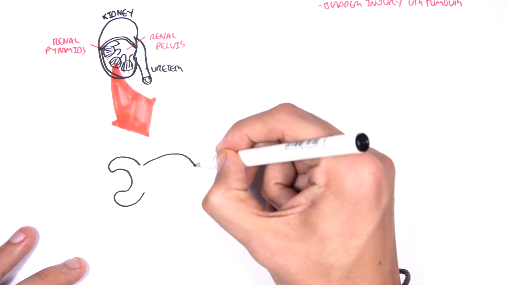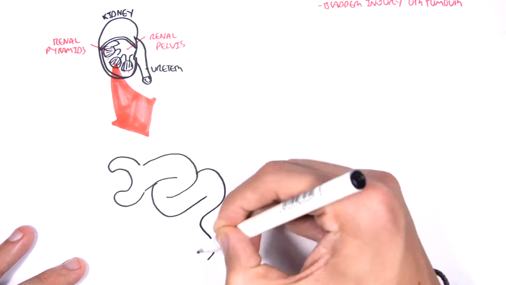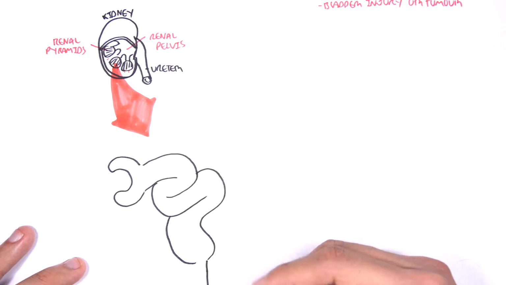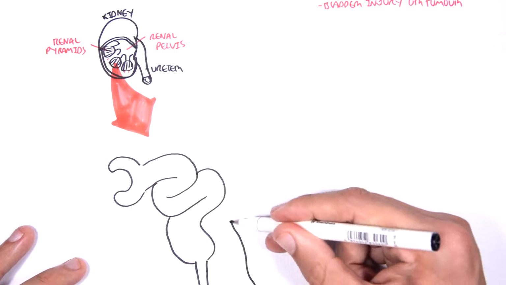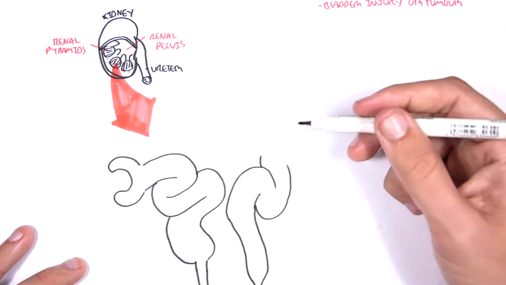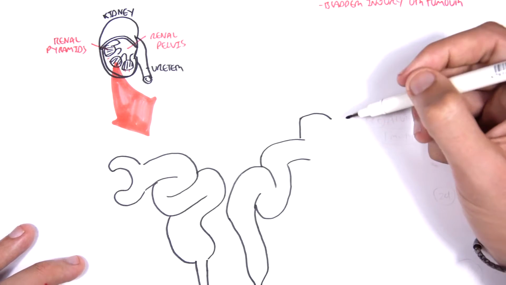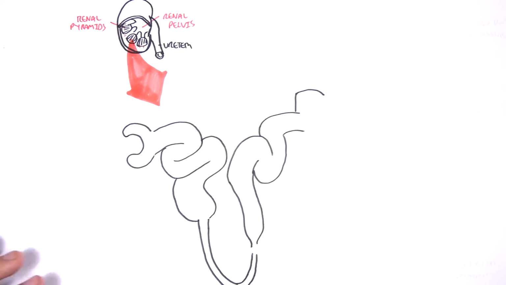It has the head, which is the Bowman's capsule, and then we have this convoluted part called the proximal convoluted tubules, which then forms the loop of Henle, and then we have the distal convoluted tubules, and then the collecting duct.